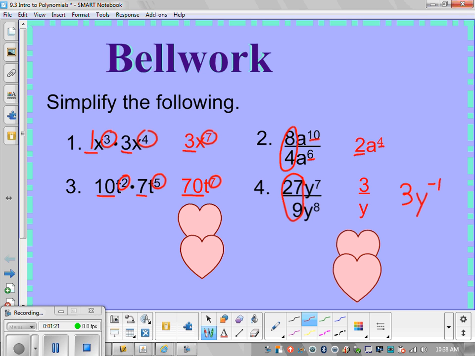You will notice I sent the y downstairs to the denominator to make it a positive exponent, while the 3 is a whole number with a positive exponent of 1, so it stayed in the numerator. If you made any mistakes, please take the time now to correct them.